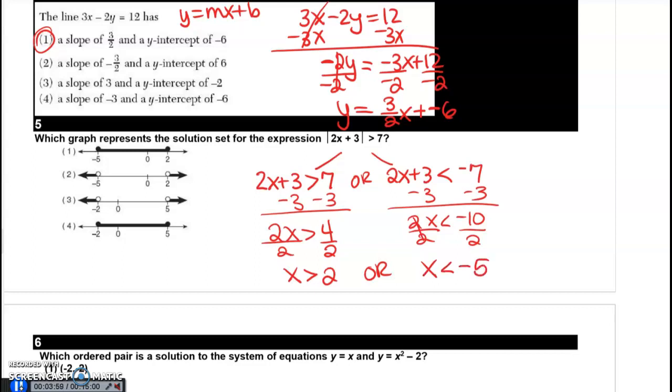Okay, so if we look at our graphs, here it is, number 2, right? x is less than -5, or x is greater than 2. Okay, so automatically from the problem, since it's an "or," we also could have gotten rid of 1 and 4 since those are "and" graphs.